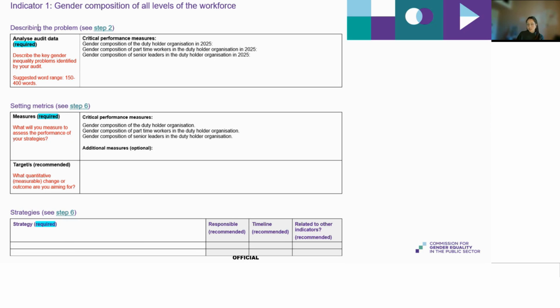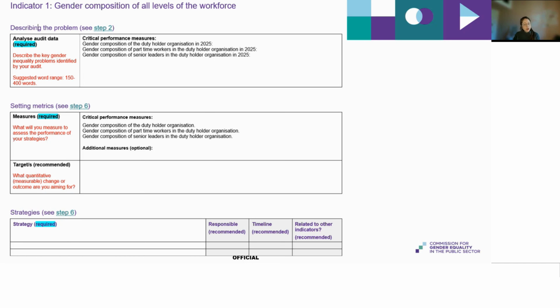The third section here is strategies. So setting strategies against each indicator is required. Setting a responsible role or the team, timelines for completion, and indicating whether that strategy relates to other indicators are all recommended. For strategies, these are the specific actions you plan to take to drive progress on your indicator. And that is based on the analysis of the issues found through your audit, consultation, and research. Feel free to add more rows if you need to.